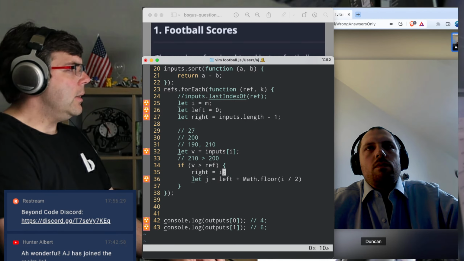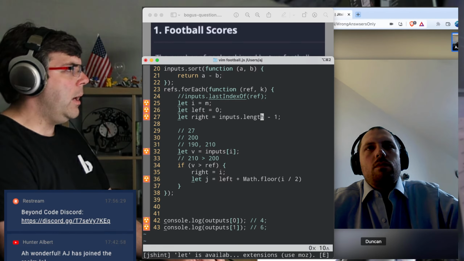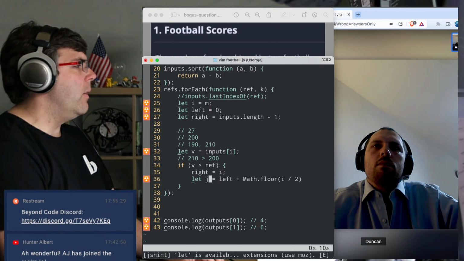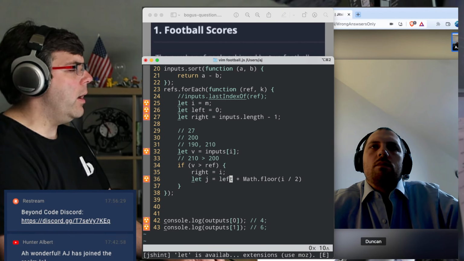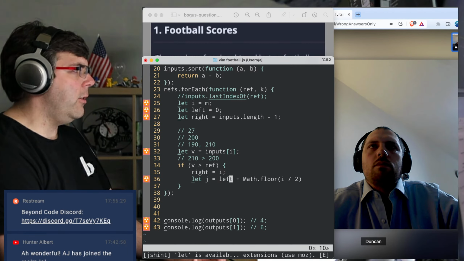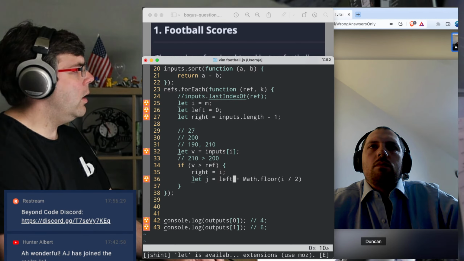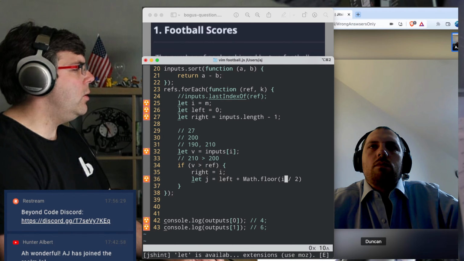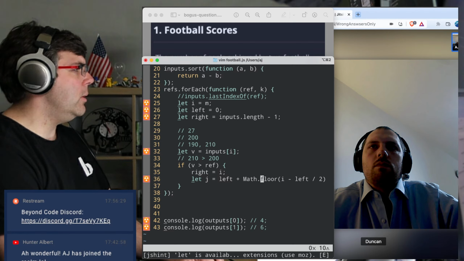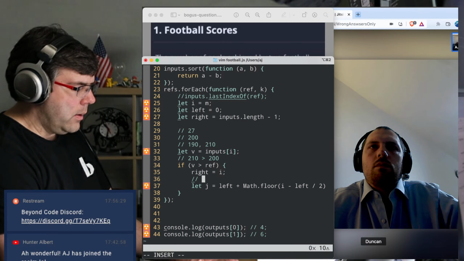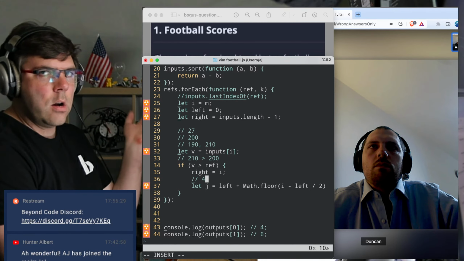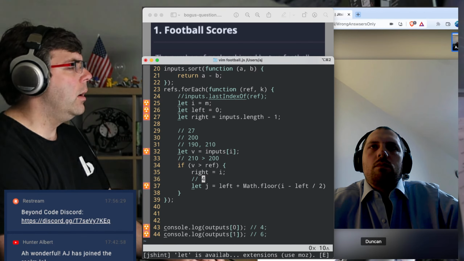Does that make sense? We can reduce our right bound from inputs.length minus 1 to whatever I is, because we know that we're never going to pass that boundary again. And then whatever our previous left boundary was, which in this case is 0, but it could have been, say, 12. Actually, we probably need to do I minus left divided by 2, because let's say our left value were actually at 4. We've decided that our number is greater than 4 somehow.